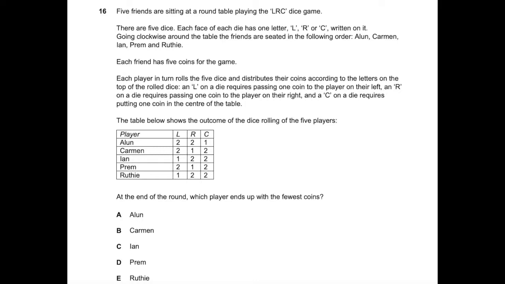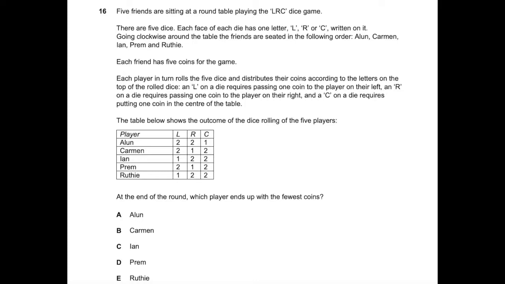the rolled dice. An L on a die requires passing 1 coin to the player on their left, an R on a die requires passing 1 coin to the player on their right, and a C on a die requires putting 1 coin in the center of the table. The table below shows the outcome of the dice rolling of the 5 players. At the end of the round, which player ends up with the fewest coins?